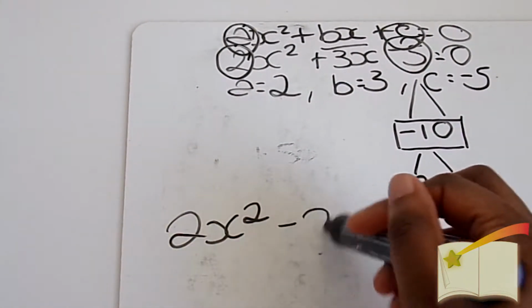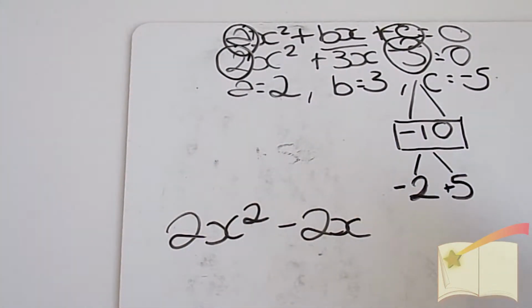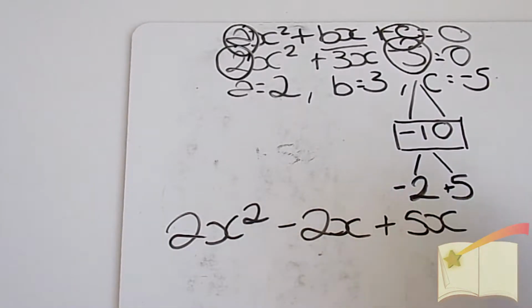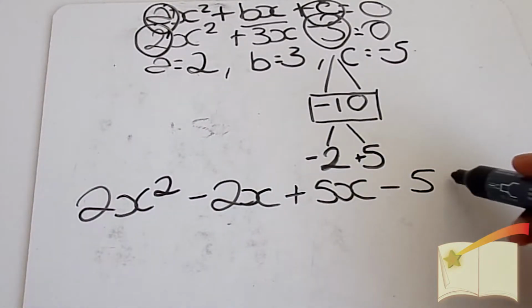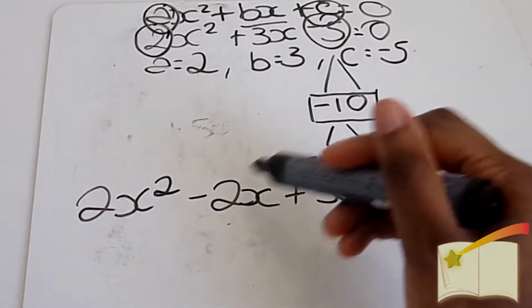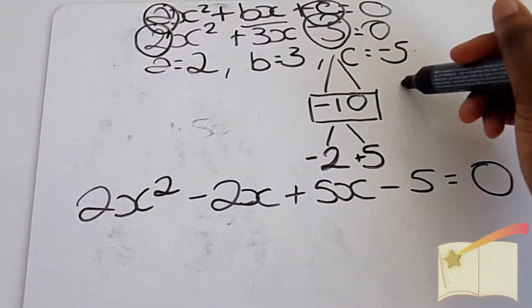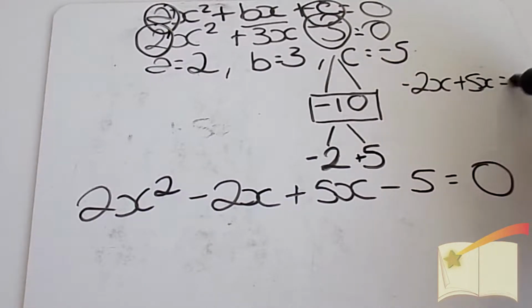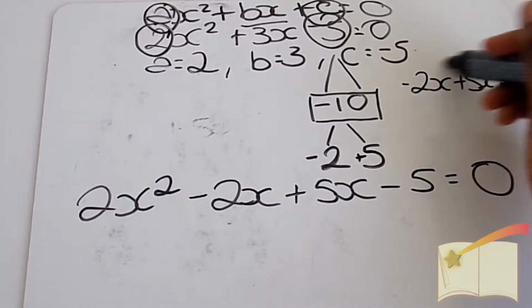I am then going to rewrite the question out again. So I have 2x squared subtract 2x plus 5x subtract 5 equals 0. Don't forget that minus 2 plus 5 gives you 3. Therefore, minus 2x plus 5x still represents 3x.